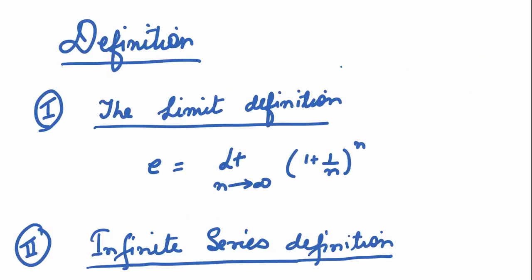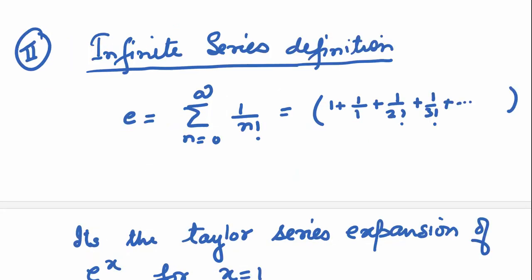e can be defined in different ways. First, let's look at the limit definition. e is given by the limit as n tends to infinity of (1 + 1/n) raised to the power n. The infinite series definition is as follows. e is equal to the summation from n equals 0 to infinity of 1 upon n factorial, which is nothing but 1 + 1/1! + 1/2! + 1/3! + ... It goes up to infinity.